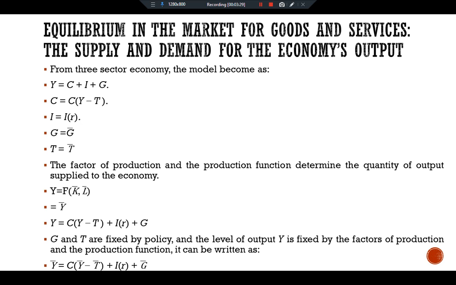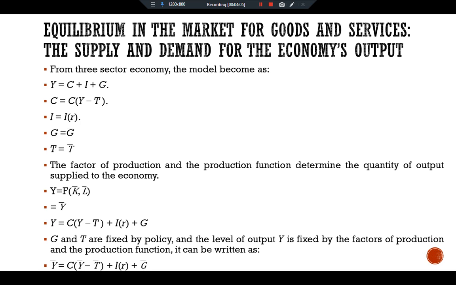This is because the interest rate still has a key role to play. It must adjust to ensure that the demand for goods equals the supply. The greater the interest rate, the lower the level of investment, and thus the lower the demand for goods and services. If the interest rate is too high, then investment is too low and the demand for output falls short of the supply. If the interest rate is too low, then investment is too high and the demand exceeds the supply. At equilibrium, the interest rate adjusts so that the demand for goods and services equals the supply.